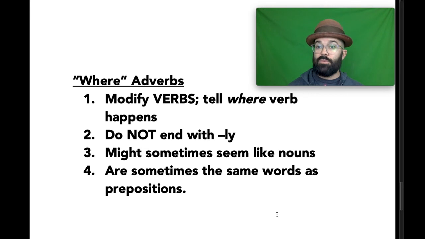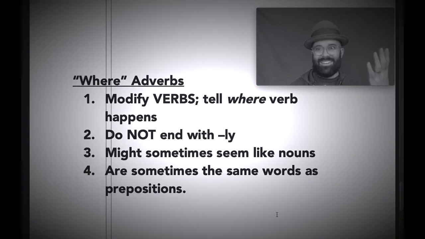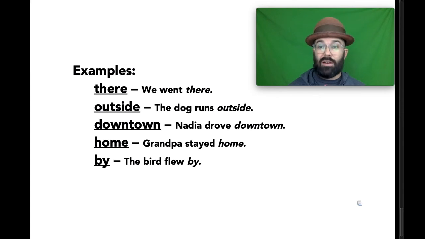Pause if you need to get all these notes, because now we're going to look at some examples. So these examples tell where a verb takes place. Just like with the when adverbs, it's not super specific, but it still does vaguely answer the question of where. There, outside, downtown, home, by. Let's look at these in sentences. We went there. We don't know where there is in this example, but there is a word that's telling us where the verb happened, where we went.